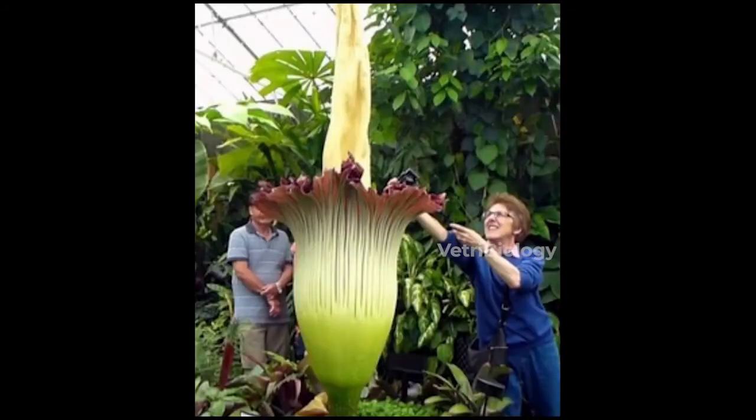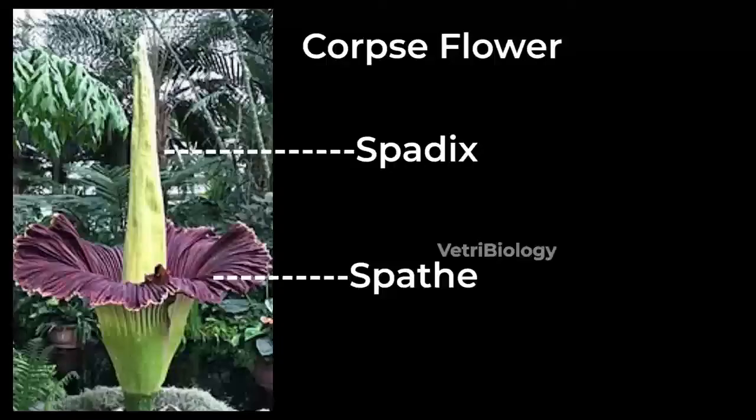Now, let us learn how pollination occurs in Amorphophallus. It is the largest flower. It can grow up to 10 feet tall. This flower is also called corpse flower because it smells like rotting flesh. The yellow rod-like structure is the spadix. The burgundy colored large circular petal that looks like a skirt is its spathe. The spathe is nothing but a modified leaf.